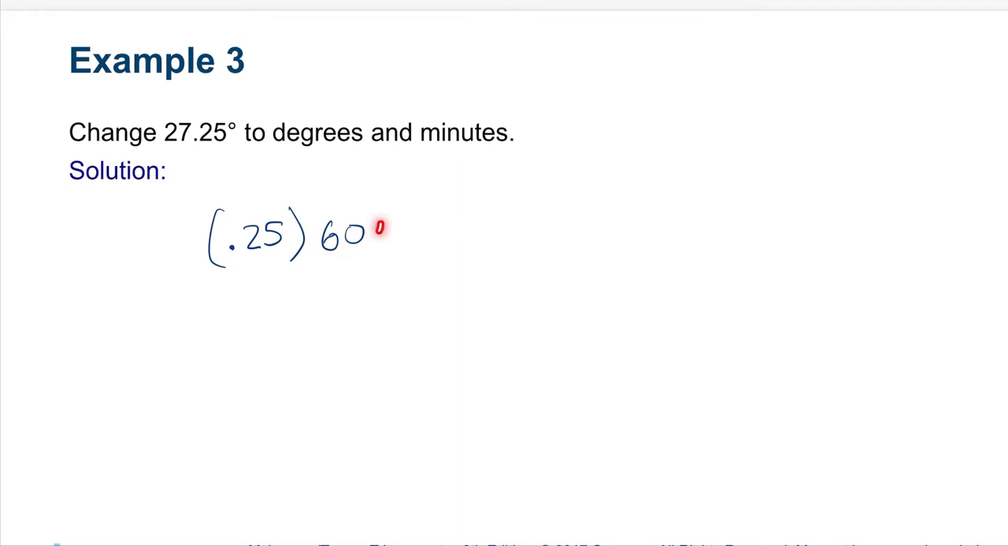So you're multiplying the decimal by 60 in order to get the number of minutes. This is going to be 0.25 times 60, which is 15. So that gives you 15 minutes. So 0.25 of a degree is equivalent to 15 minutes. We still have the 27 degrees. That does not change. The whole number stays in degrees. The decimal portion becomes 15 minutes. And that is your final answer.